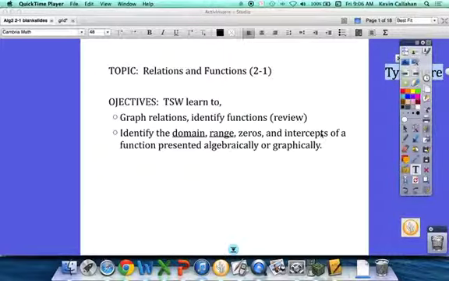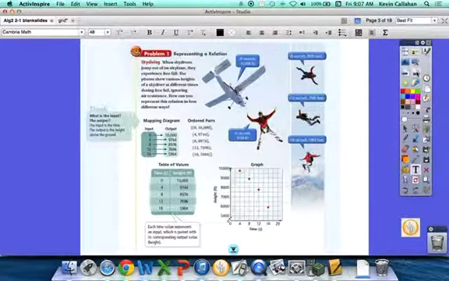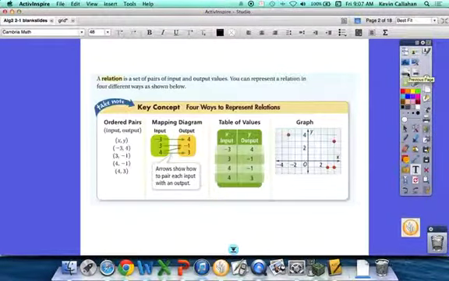Relations and functions. Okay, there we go. So a relation, these are definitions. I've written the words over here, not because they tell us to have a word wall or something like that, but this lesson's got a lot of words in it that we do have to know, right? Relations and functions. A relation is a set of pairs of input and output, basically x's and y's, right?